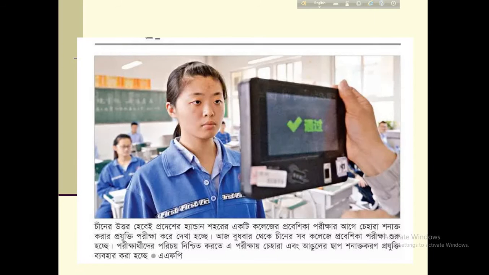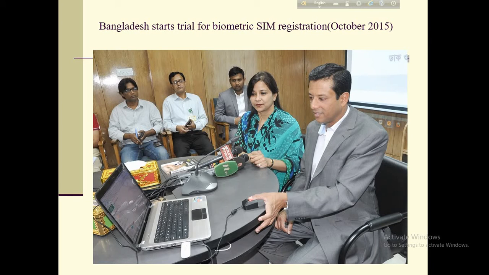Here is a real life example, and it's used in China to identify candidates by using biometric technique. It's in a college level examination. In our country, biometric SIM registration also started in October 2015, and if you want to take a mobile number for yourself, then you must fill in this biometric procedure.